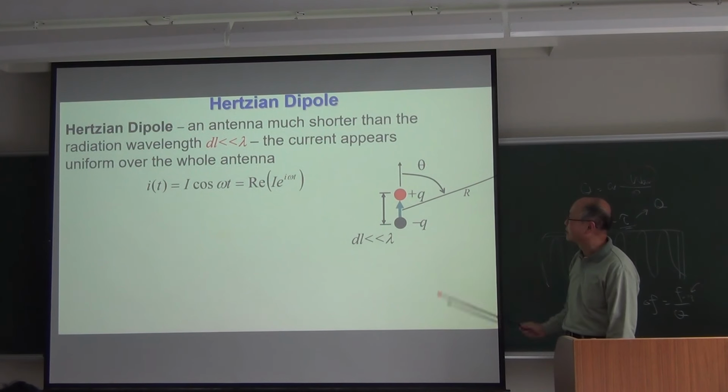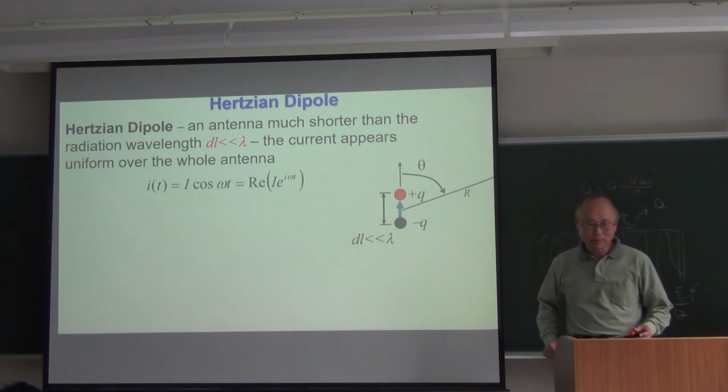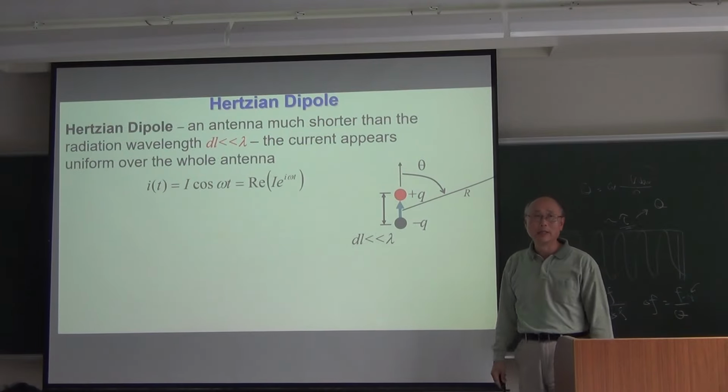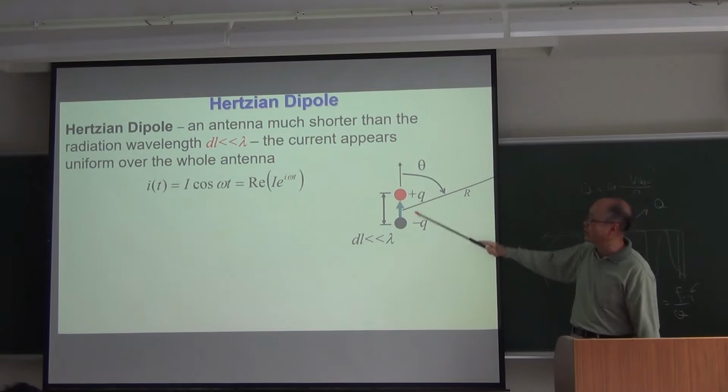And then we try to understand the radiation behavior of such an antenna, and we call this Hertzian dipole. This is the simplest dipole because you don't need to consider the current phase on such a dipole.